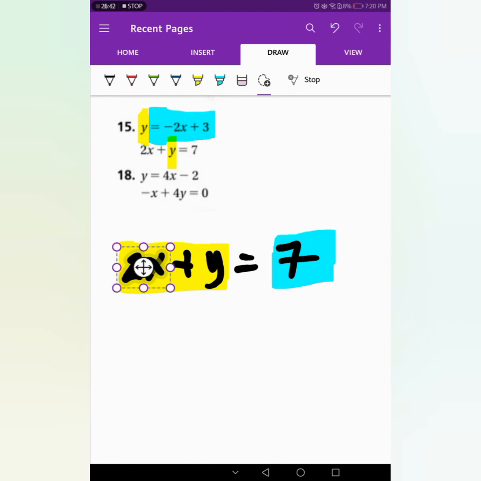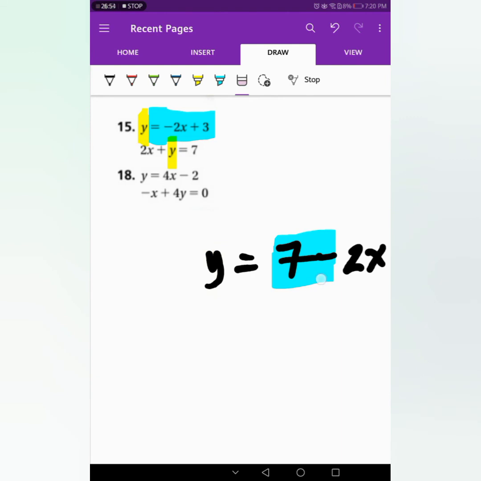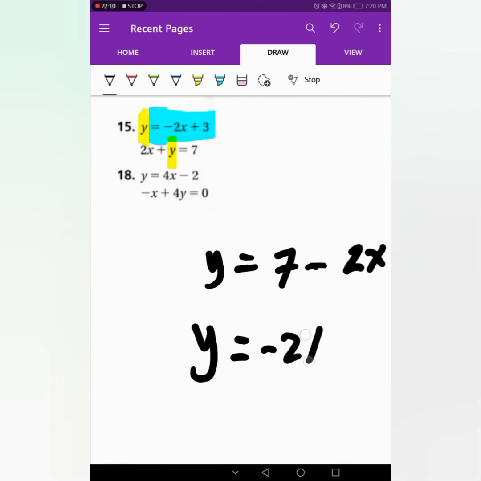I have to throw the 2x to the other side and change the sign. It will be negative, yes? So this will be negative. Now is the y alone or not? Yes, alone. And what is the coefficient of x? -2. It is negative. Let me write it correctly here. 7 minus 2x. And I can write it like this, -2x plus 7. I can reorder them.